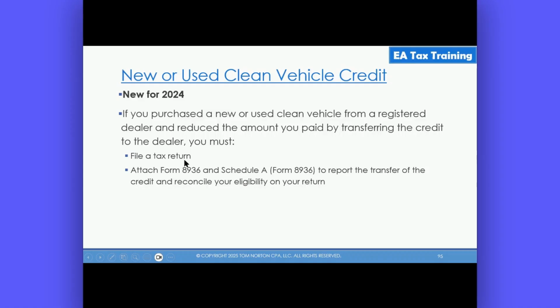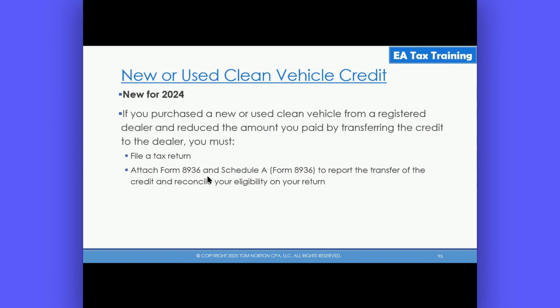First of all, you have to file a tax return, even if you don't meet the normal gross income requirements. And you have to attach this Form 8936 to the return. So, what usually happens when you get the credit is you buy the car. Let's say it's a new car, you pay $80,000 for it. Then at the end of the year, you file your tax return and you get a $7,500 credit on your taxes.